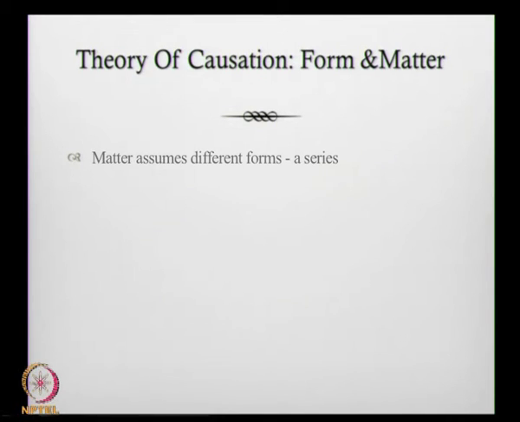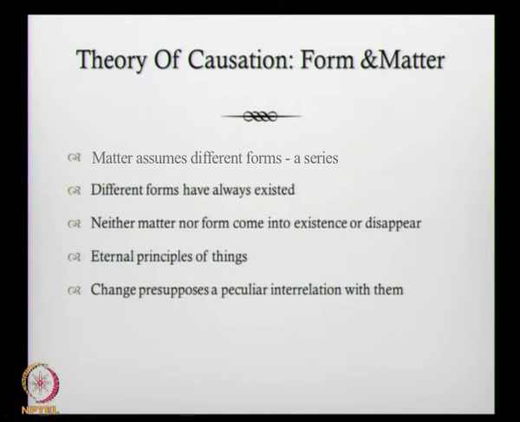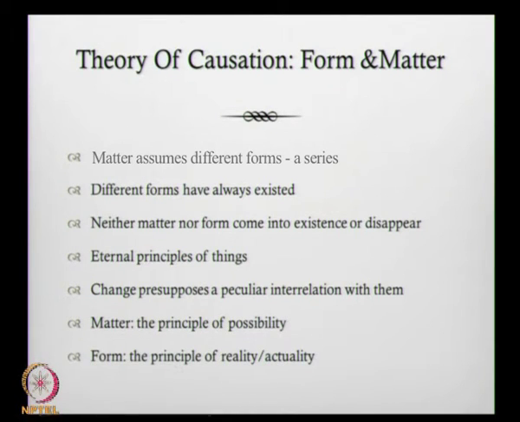that as I have already mentioned, matter assumes different forms, there is a series, it is a process of becoming, and different forms have always existed, and neither matter nor form come into existence or disappear. Form and matter are eternal principles of things, and change presupposes a peculiar interrelationship between these two fundamental philosophical categories, and matter is the principle of possibility, form is the principle of reality or actuality.